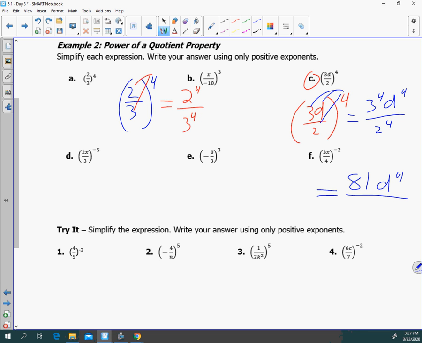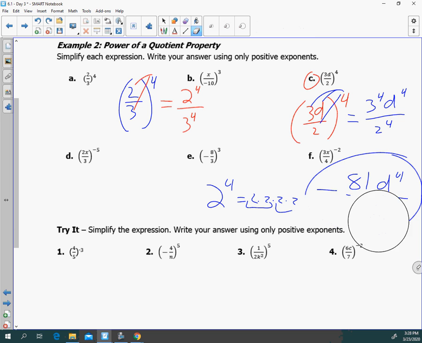Anybody know what 2 to the 4th is? Alanis, can you help me out on that one? 2 to the 4th power. 2 times 2 times 2 times 2. That's 4 times 4. It is 16. Nice work, Alanis. Thanks for the help. Okay?